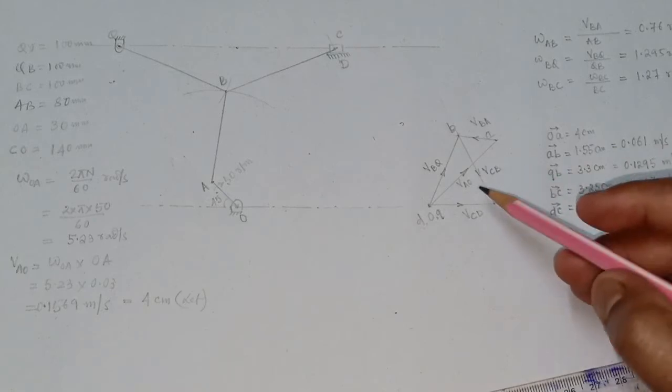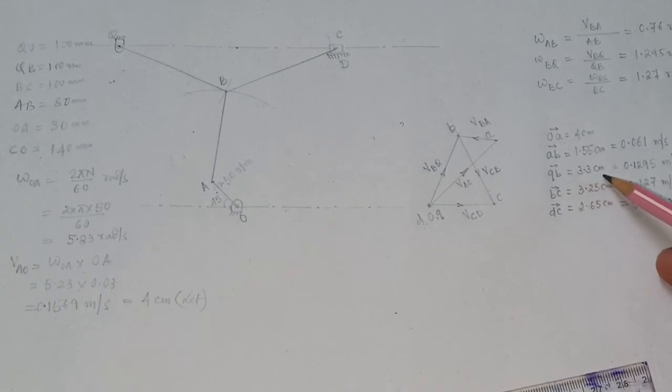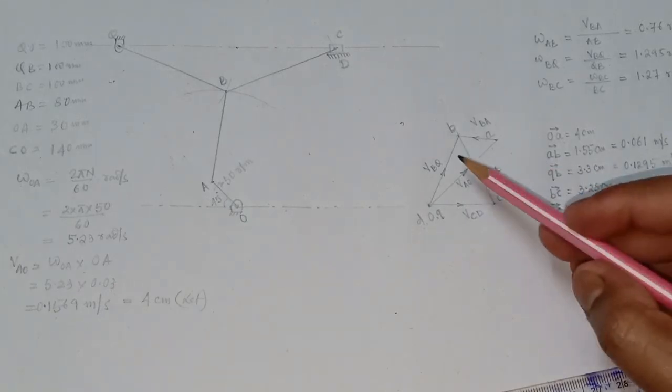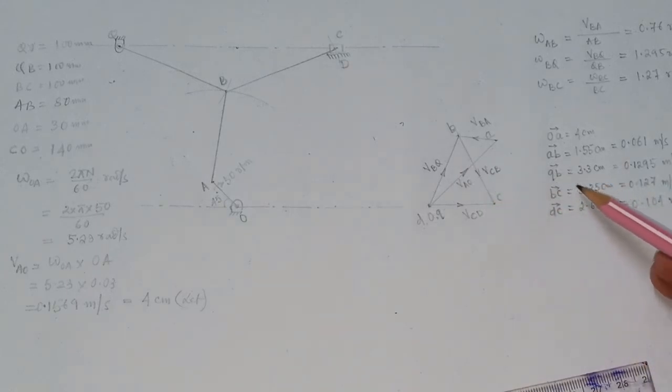Okay, so now Q to B. After measurement, Q to B comes to 3.3 centimeter. Then B to C, this much length by measurement is 3.25, meaning it might be 3.2 to 3.3. It is variable. It looks like it is situated between 3.2 and 3.3, so I have taken 3.25. It might be 3.27, 3.28, 3.29, or 3.26 also. I have taken 3.25.